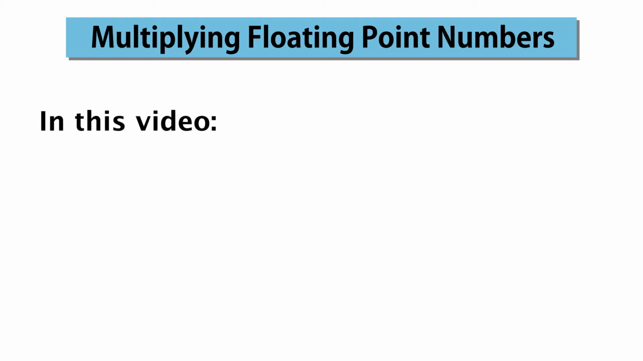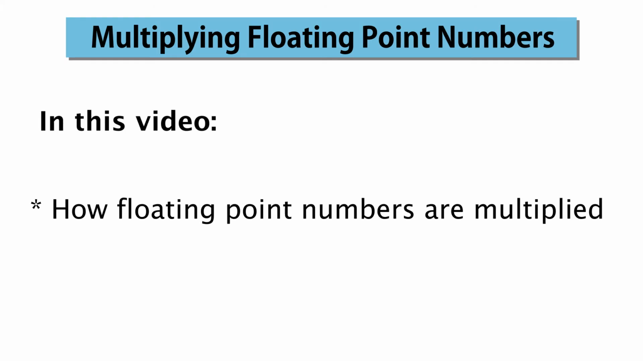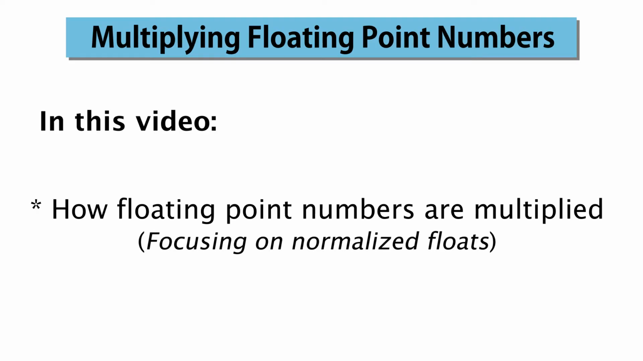In this video, we're going to explain how floating point numbers are multiplied. We'll be focusing on normalized floats. Denormalized floats are handled similarly. Infinities and NaNs are handled specially. We'll assume that you're already somewhat familiar with normalized floating point numbers and their representations. We have a separate video on that topic, and we'll review it here only to the extent necessary to make our current topic intelligible.